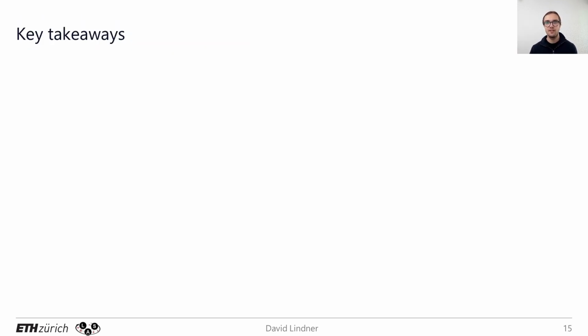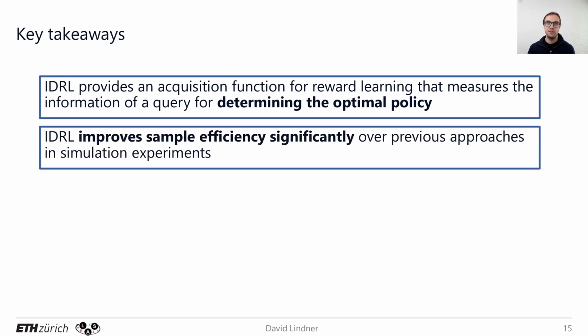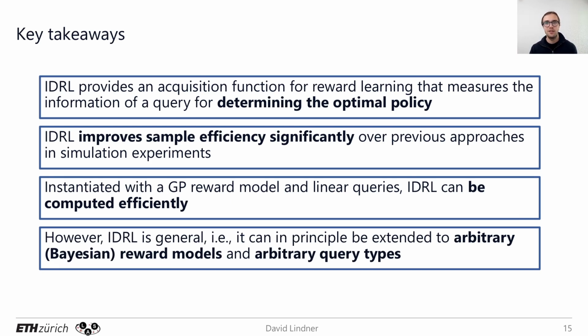To summarize the key takeaways, IDRL provides an acquisition function for active learning of reward functions in RL, which is focused on determining the optimal policy. It improves sample efficiency significantly, measured in terms of policy return, in a variety of environments. And yeah, I showed mainly results from an implementation using GP reward models, which we can compute analytically. However, the approach is very general, and it can be used with arbitrary Bayesian reward models and, importantly, arbitrary query types.